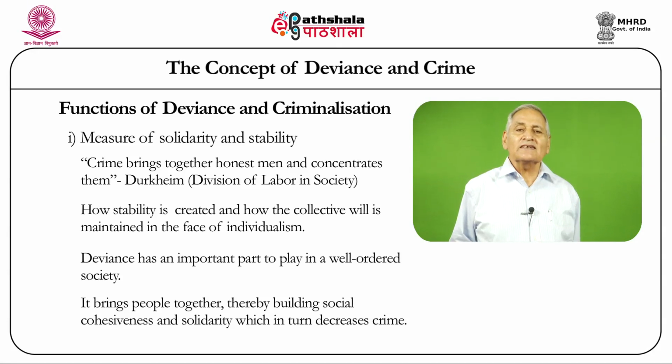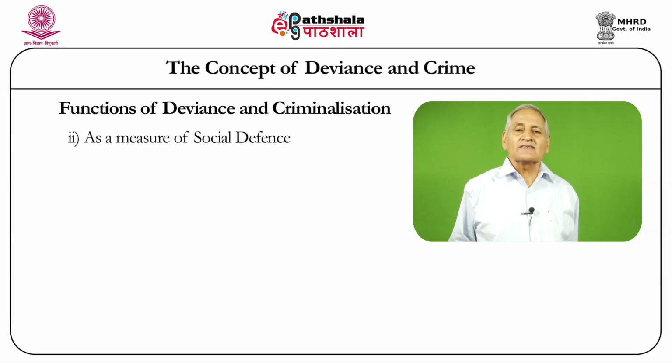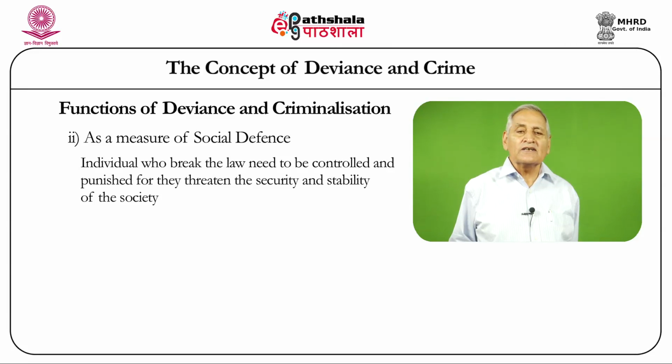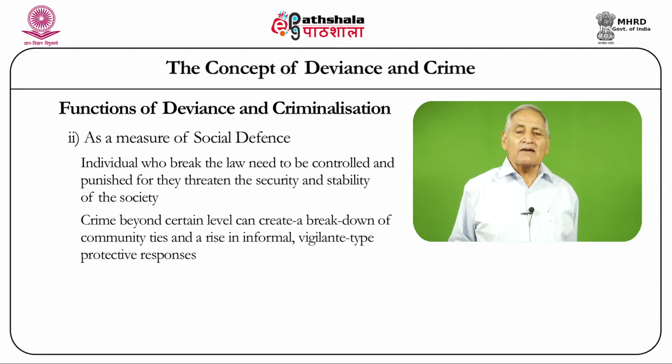Now, the second social function of deviance and crime is that it is a measure of social defense. An individual who breaks the law needs to be controlled and punished, for they threaten the security and stability of the society. And third, crime beyond a certain level can create a breakdown of community ties and a rise in informal, vigilante-type protective responses.